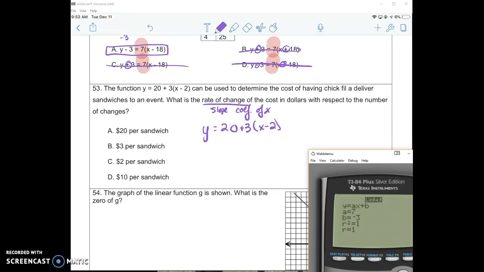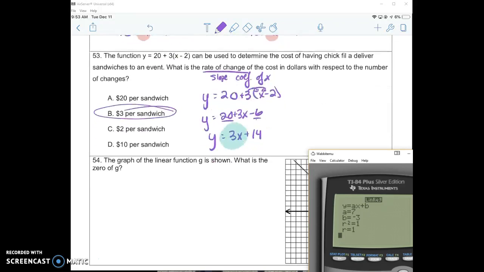I'm going to simplify this just to make sure of my answer. Y equals 20 plus 3x, I'm distributing. 3 times -2 is -6. I combine like terms. Y equals 3x, 20 minus 6 is positive 14. So my slope, the coefficient of x, is 3. Choice B, $3 per sandwich.